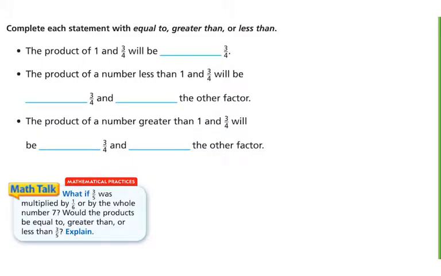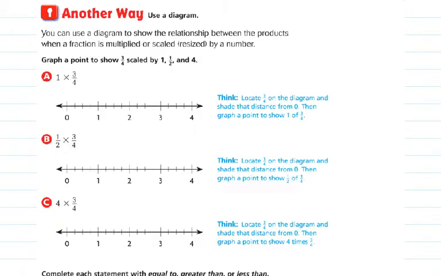Now, boys and girls, we're going to complete another way to solve similar problems. In this way, we're going to use a diagram, and that's why we're going to use these number lines here. It says you can use a diagram to show the relationship between the products when a factor is multiplied or scaled, which is another way to say resized by a number. So it says graph a point to show 3/4 scaled by 1, 1/2, and 4.